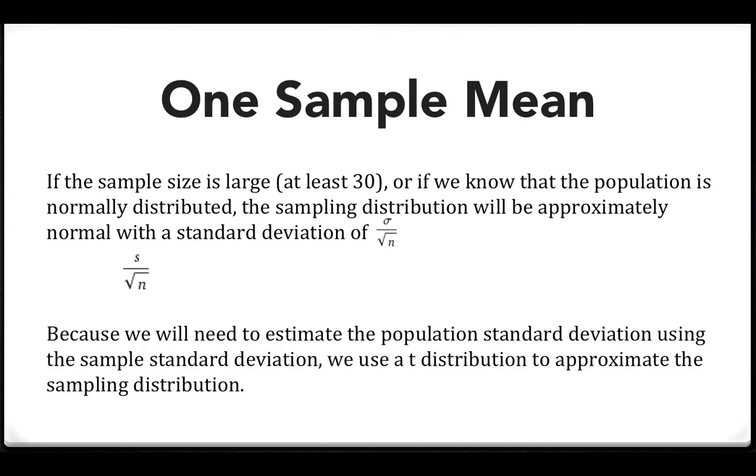Because we will need to estimate the population standard deviation using the sample standard deviation, we use a t distribution to approximate the sampling distribution. A t distribution is similar to a z distribution in that it is bell-shaped. However, the height of the t distribution changes depending on the degrees of freedom. For a one-sample mean test, the degrees of freedom that are used to determine the height of the t distribution are equal to n minus 1.